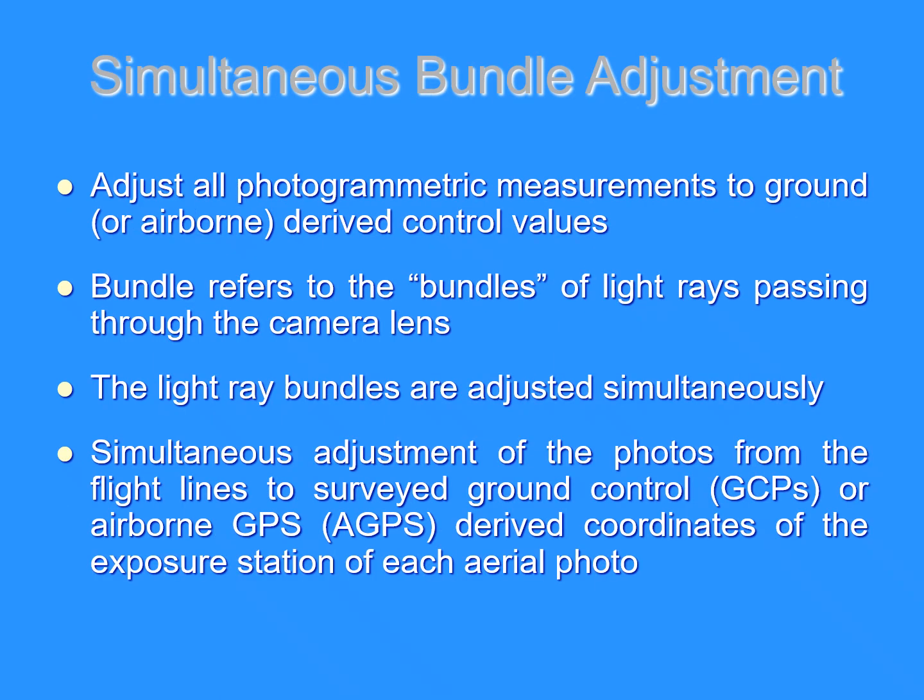Simultaneous bundle adjustment. Adjust all photogrammetric measurements to ground or airborne derived control values. Bundle refers to the bundles of light rays passing through the camera lens. The light ray bundles are adjusted simultaneously. Simultaneous adjustment of the photos from the flight lines to survey control GCPs or Airborne GPS, AGPS, derived coordinates of the exposure station of each aerial photo.